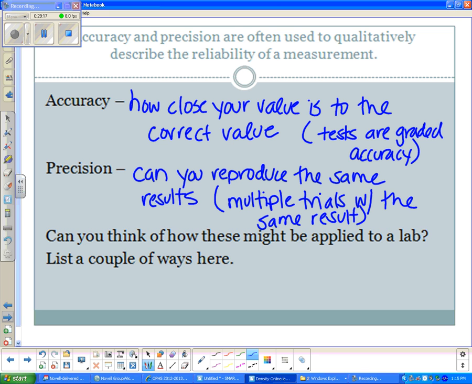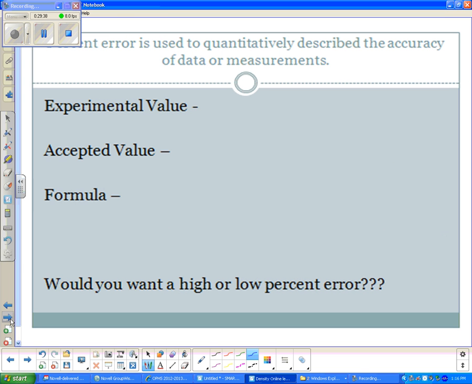Can you think of any other ways we might be able to apply this in lab or anywhere else? Take a second and list a couple of the ways here. And then we're actually going to talk about a way we can quantitatively describe our accuracy. And this is where we use percent error.